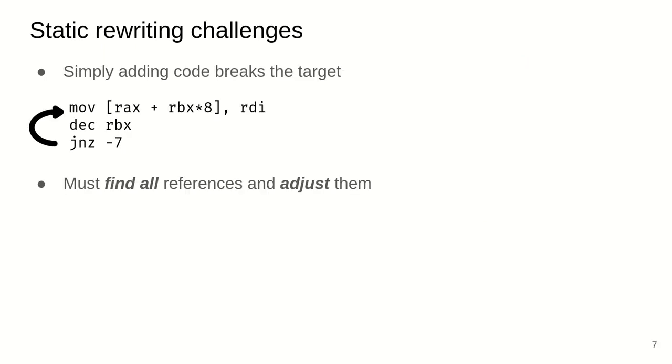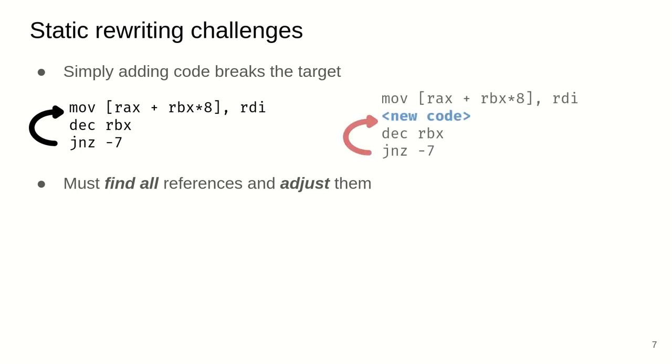And we'll take a little bit of a detour into discussing challenges in dynamic binary or static binary rewriting. If you look at the code here, these three assembly instructions: we've got a move, a decrement of a register, and then a jump if RBX is not 0. So simply adding code in between breaks the target. If you simply added all the new code in there, this jump-not-zero would branch into some other instructions that would have been added.